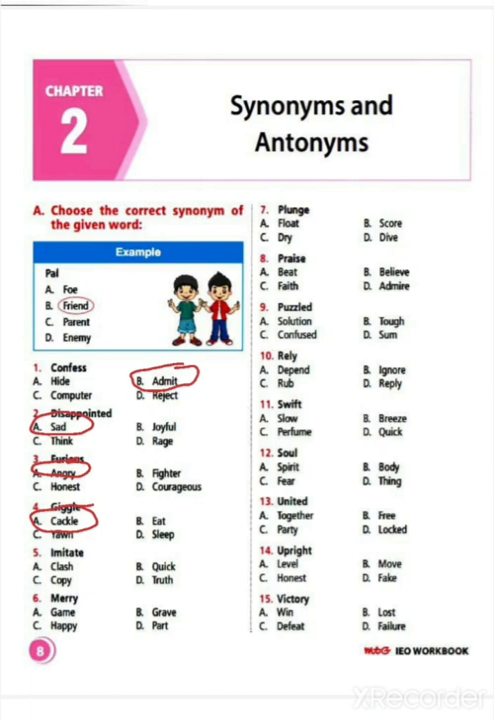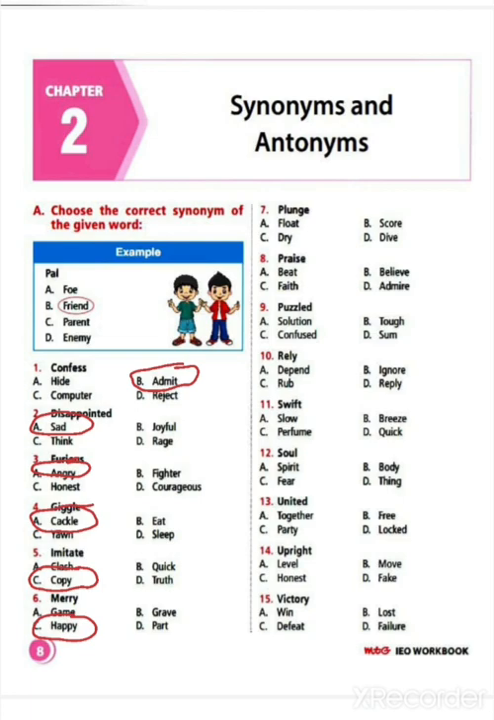Number 5 is imitate. Options are clash, quick, copy, truth. So imitate means copying. So here C, copy will be your synonym. Number 6, merry. Options are game, grave, happy, part. So merry means happy. We say Merry Christmas, like we say Happy Diwali, Happy Durga Puja, Happy Birthday for wishing something good. In the same way merry is also used, and merry means happy. So here C, happy, is the right answer.